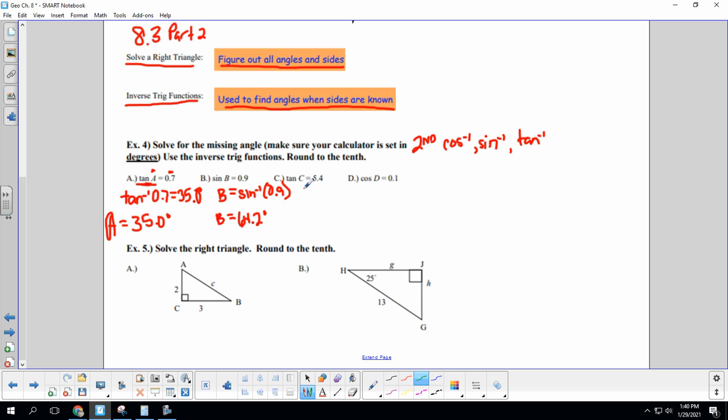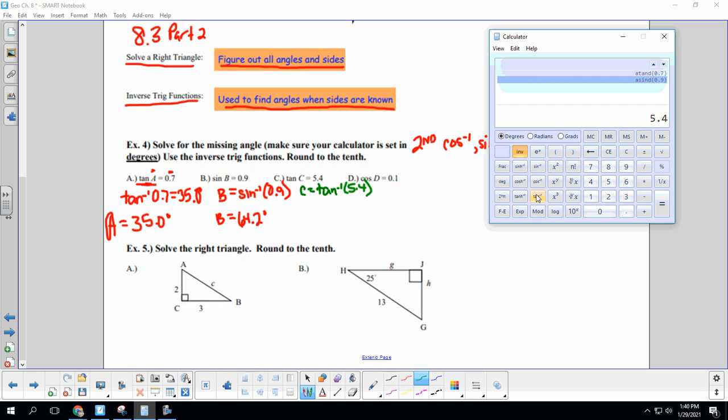We're going to do this with C. So C is equal to the inverse tangent of 5.4. Calculator again. My calculator likes it first. If you have some calculators, you have to do the function first. Mine likes the other one first. 79.5.